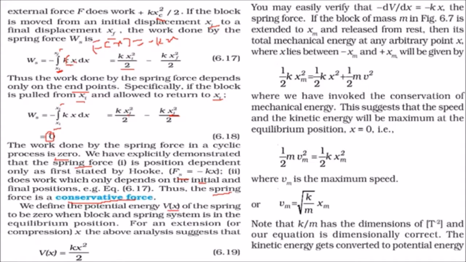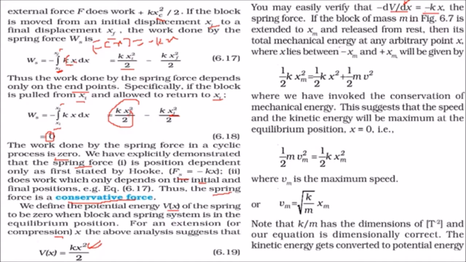So we define the potential energy V(x) to be zero when the block and spring system is in the equilibrium position, that is, we have not pulled or pushed it. For an extension, say you are compressing or extending it, the analysis we have done says that V(x) equals kx square by 2. And we can easily verify that minus dV by dx, which is the force F, is minus kx by Hooke's law.